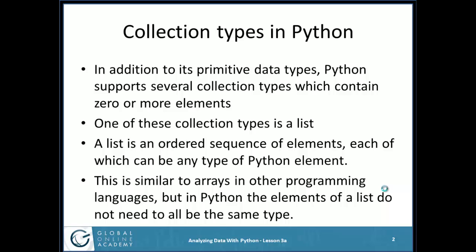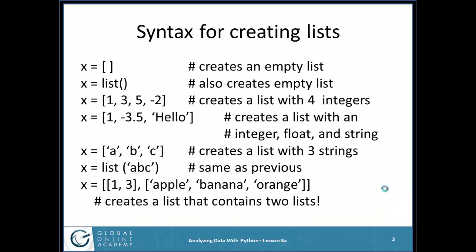Think about it. In Java or C++, if you have an array of integers, every member of the array is an integer. In Python, you can have the first element be an integer, the second one be a string, the third one be a list itself. So here's the syntax for creating them. You use square brackets to create a list. If you do x equals open square bracket, close square bracket, that creates an empty list, a list that has a length of 0. No elements. That's the exact same thing as doing x equals list parenthesis parenthesis.